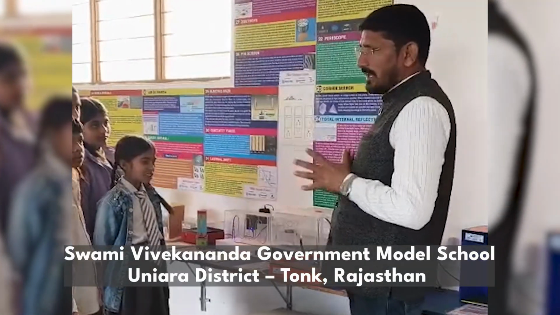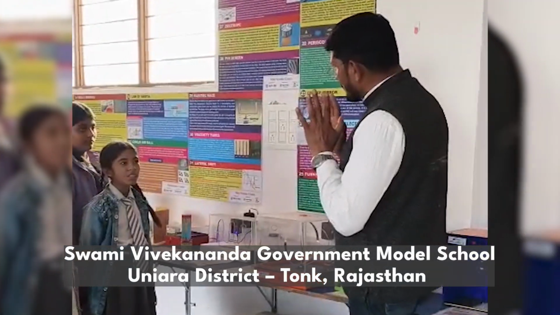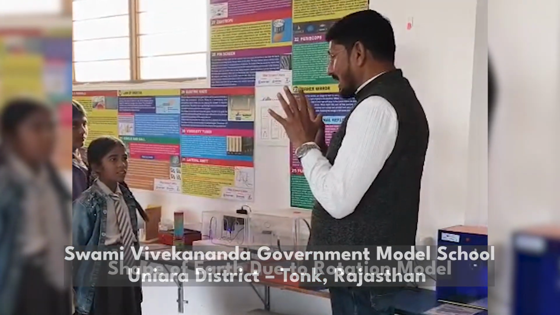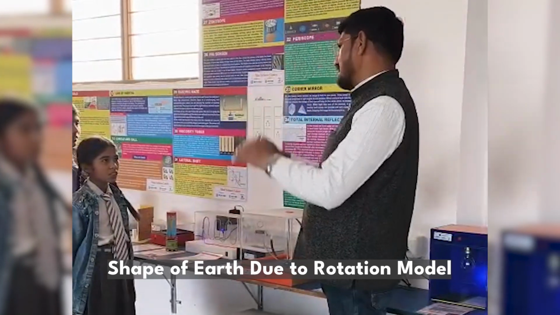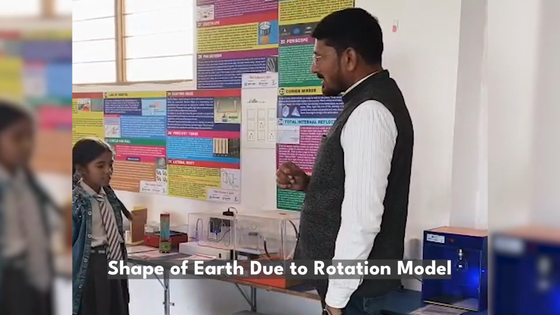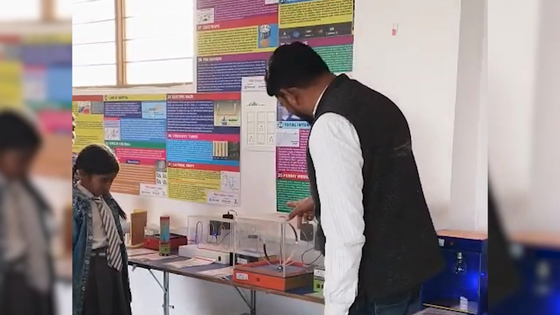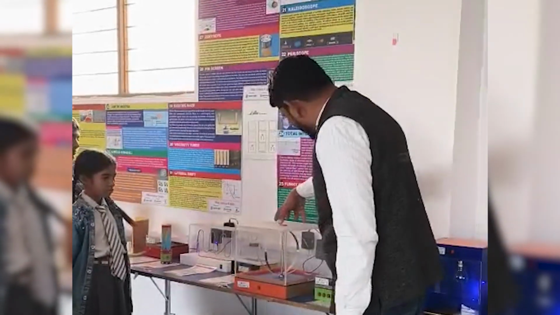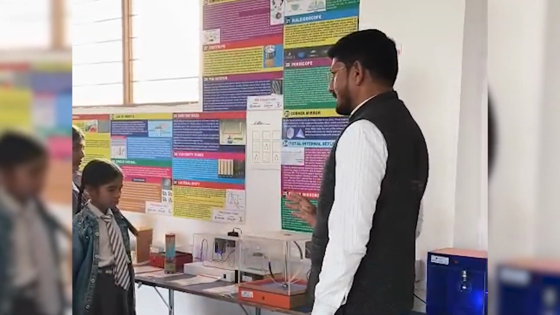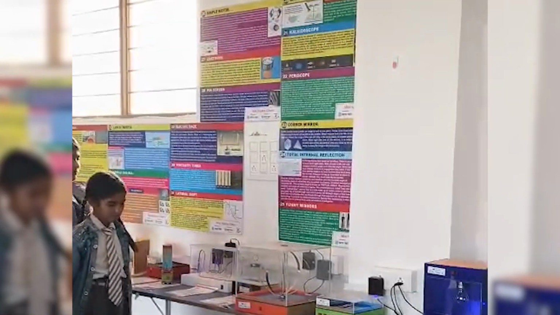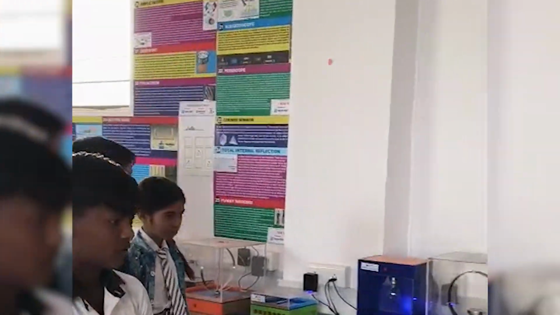This week, our teacher is explaining the shape of Earth due to rotation model, demonstrating how Earth's rotation causes it to bulge at the equator and flatten at the poles, giving it an oblate spheroid shape. Through this interactive model, students can see, touch, and truly understand what textbooks can only describe.